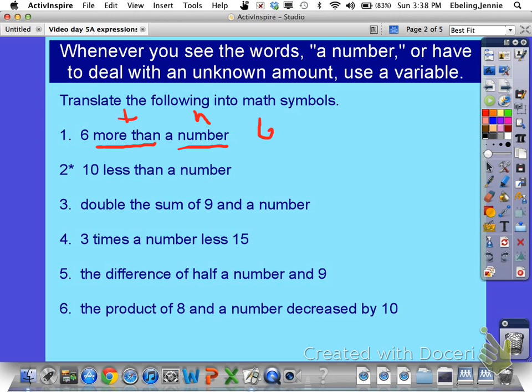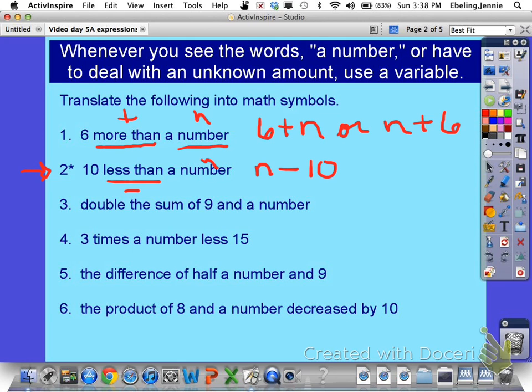So a lot of students will write this as 6 plus n. But a lot of mathematicians will write it as n plus 6. They'll put the variable first and then the constant term second. In number 2, notice there's a star by it. This one always gets mixed up. I shouldn't say always, usually. 10 less than a number. Yes, less than means to subtract, but 10 less than a number means n minus 10.